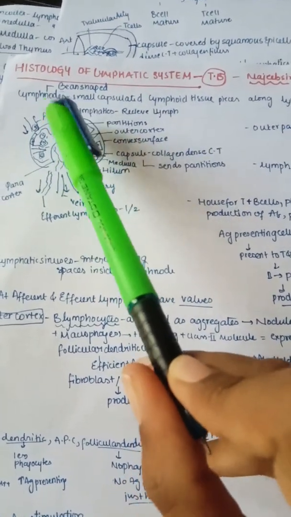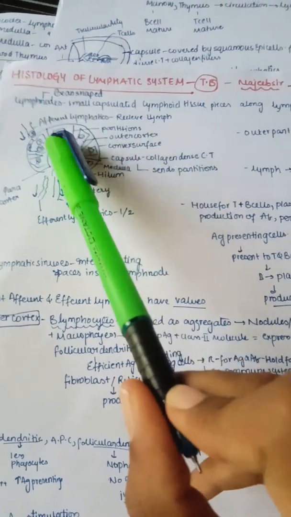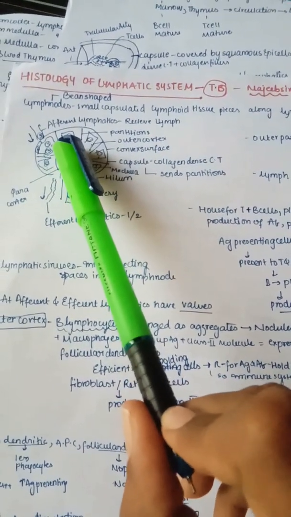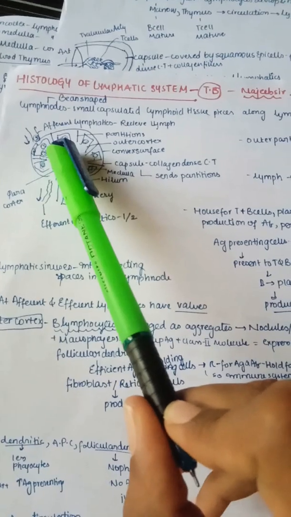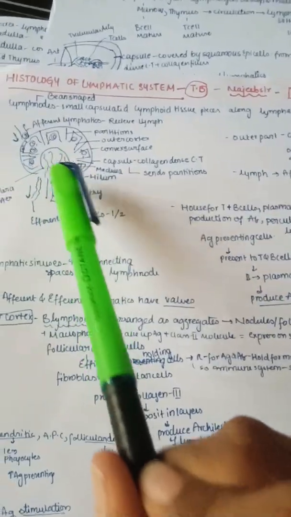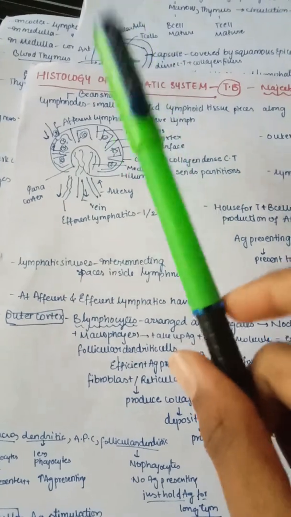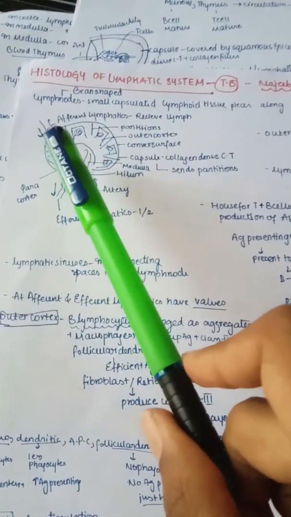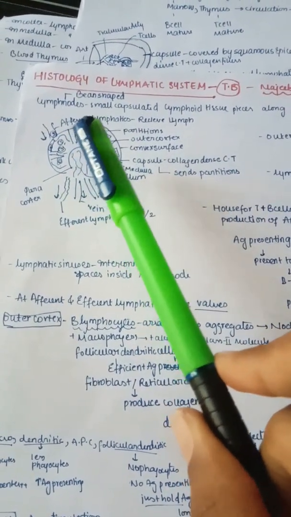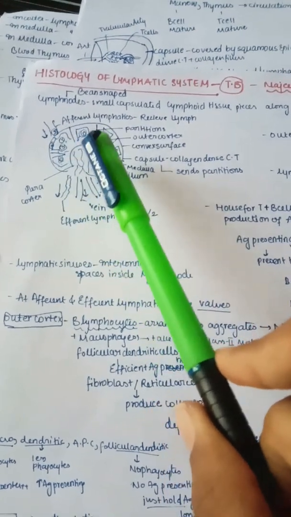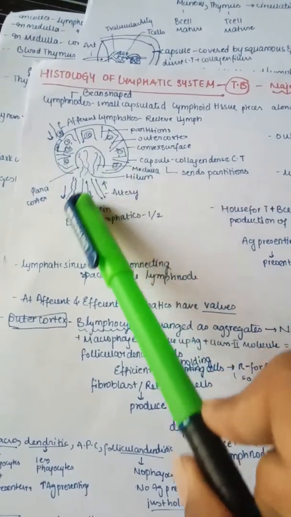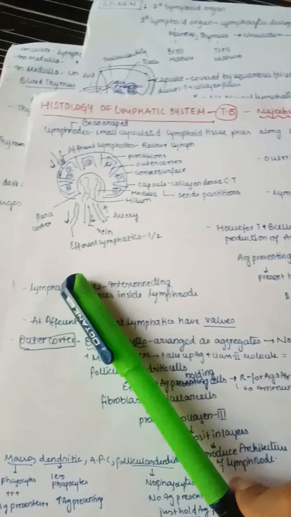So first from the afferent lymphatics to the subcapsular sinus, next to the trabecular or cortical sinus, and next to the medullary sinus, that is in the medulla, and next it gets out by the efferent lymphatics. Let us recall that lymph enters from the afferent lymphatics, next to the subcapsular sinus, next to the trabecular or cortical sinus, next to the medullary sinus, and then gets out by the efferent lymphatics.